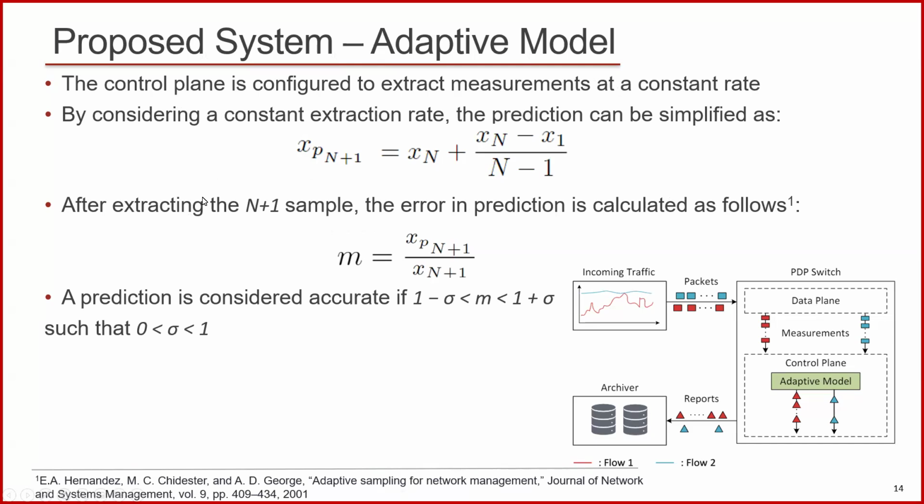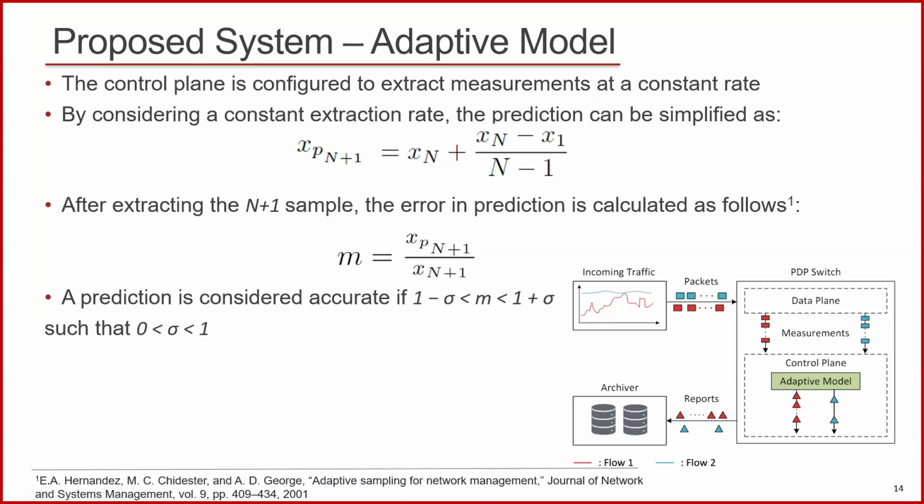Now, after we calculate the predicted value, we should compare it to the actual value after we retrieve it. Assume that we predicted the value of element x n plus 1, and the predicted value is x p n plus 1. After we retrieve the element x n plus 1, we should see how accurate our model is, or how accurate that prediction was. To calculate this, we divide the predicted value over the actual value, and the result should be bounded by 1 minus sigma and 1 plus sigma. So this is the range of allowed error.